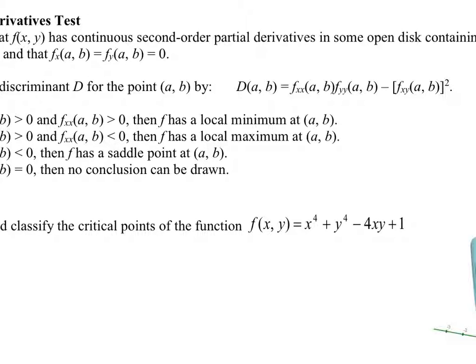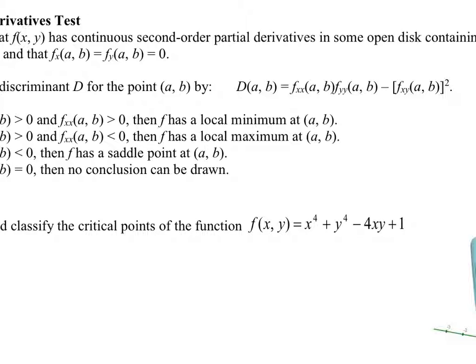Suppose that f(x,y) has continuous second order partial derivatives on some open disk containing the critical value. The continuous second order partial derivatives is like a throwaway statement from Calc 1, but here it's so important, because it means your second order partials are interchangeable. So partial xy is the same as partial yx, because they're continuous. If that were not the case, this all falls flat.